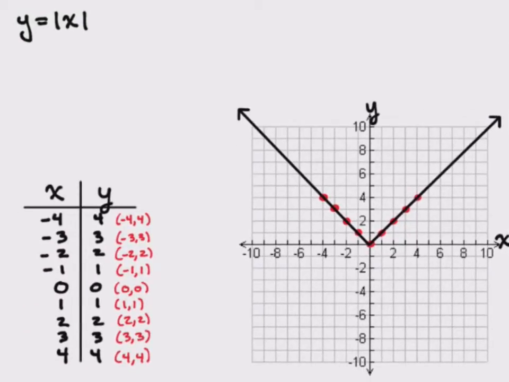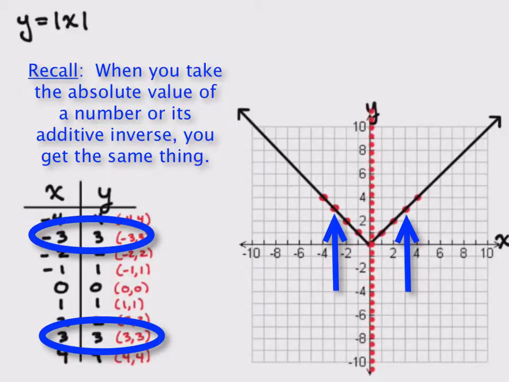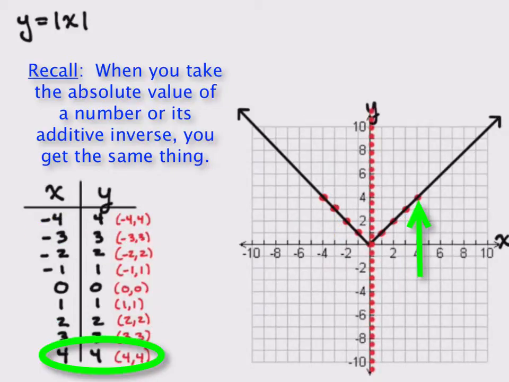Another interesting thing about this graph is that once again, this V looks symmetric over the y-axis, over the place where x equals 0. If we draw that line right there, this graph on the left and right side looks like a mirror image of itself. Now, let's think. Why might that be the case? Well, note that when we take the absolute value of a number, or its additive inverse, we get the same thing. For instance, the absolute value of 3 is 3, but the absolute value of negative 3 is 3. The absolute value of 4 is 4, and the absolute value of negative 4 is 4. So, no surprise that we end up with a symmetric graph in this case.